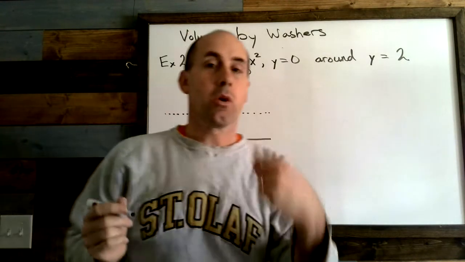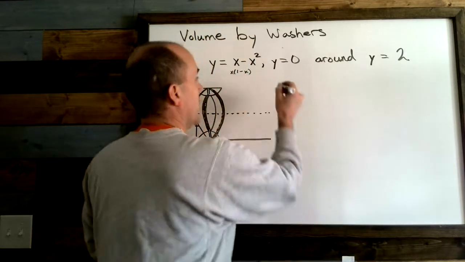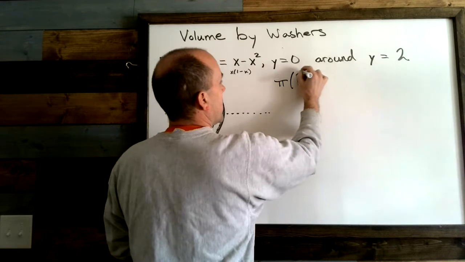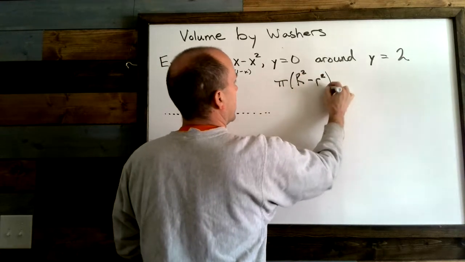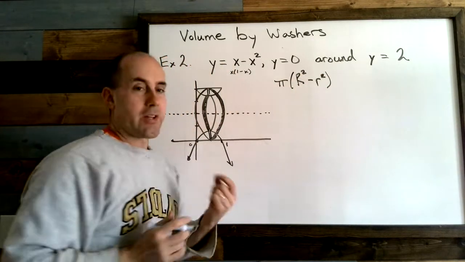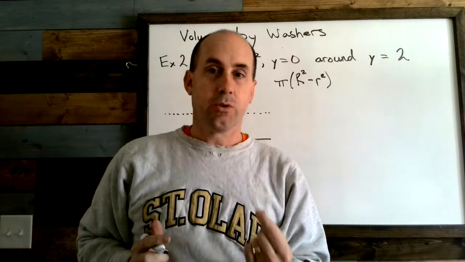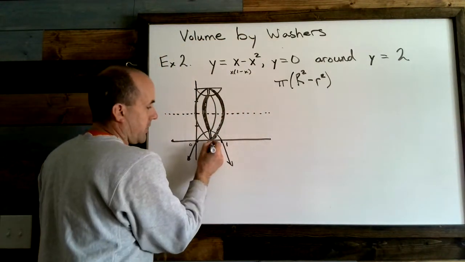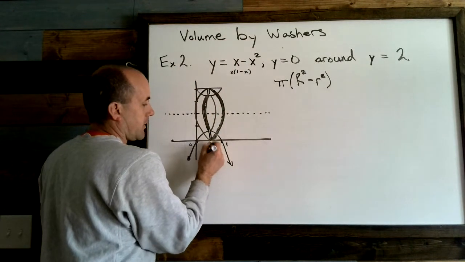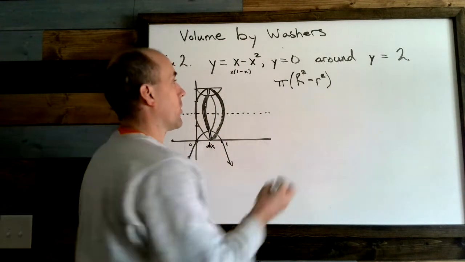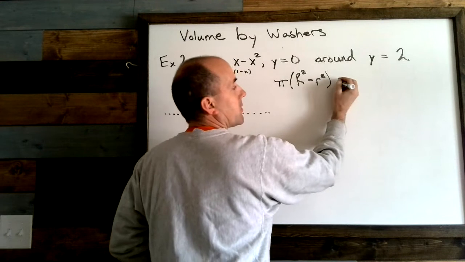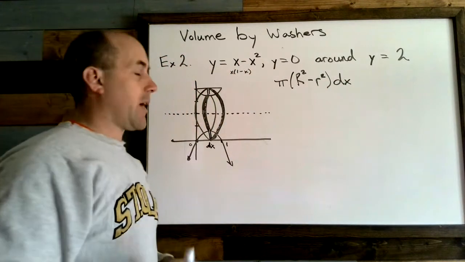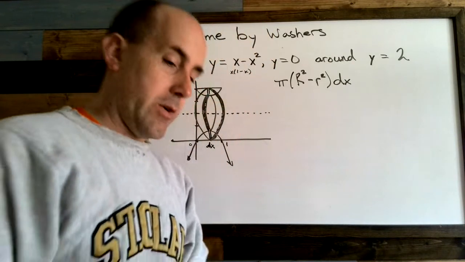And we learned that in order to calculate the volume of a washer, we do pi times big R squared minus little r squared. And we look at the thickness of the original rectangle that you drew. The original rectangle here has thickness of dx. So therefore, it's pi times big R squared minus little r squared dx. Let's investigate and see what that big R value is.